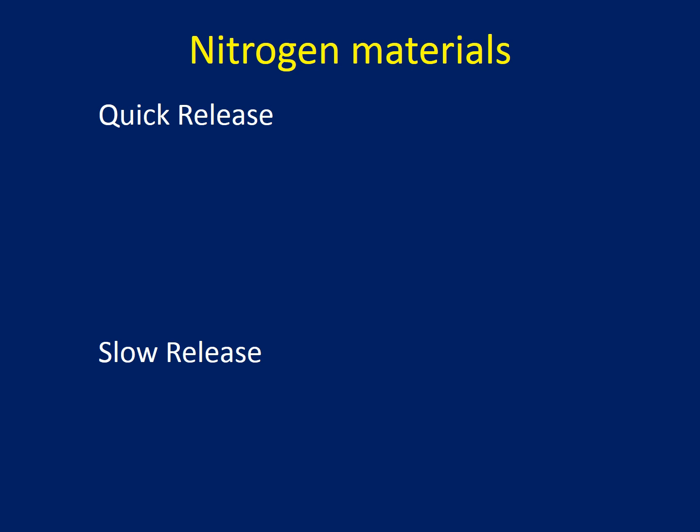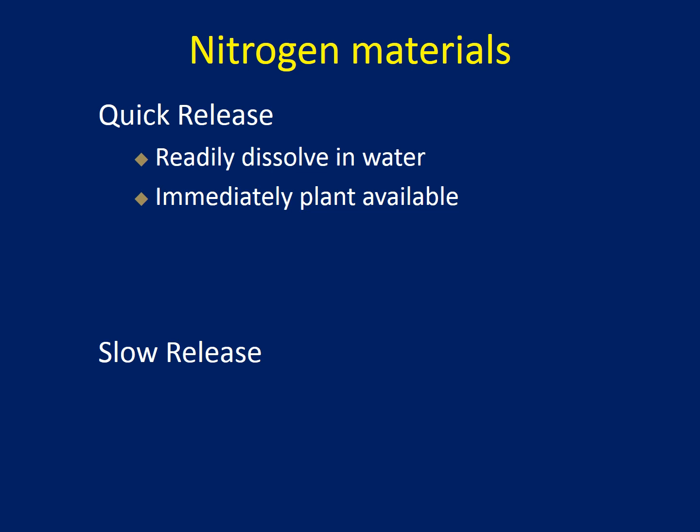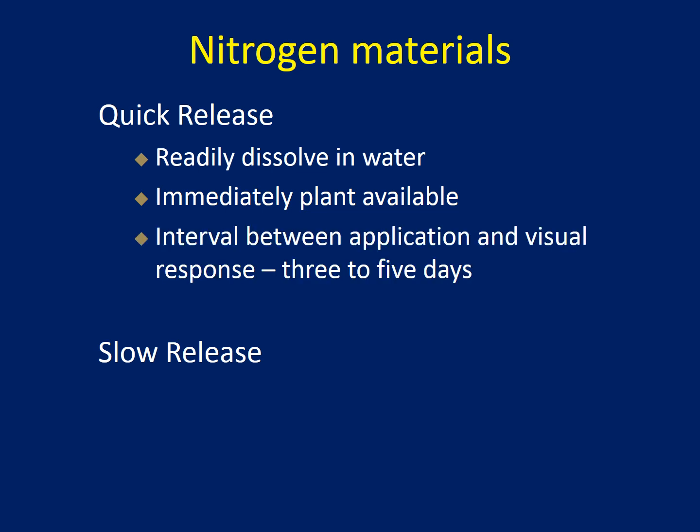So there are some different types of nitrogen materials that can be purchased. In general, you're going to have certain materials that are going to be considered quick release, and by that they're going to be able to dissolve readily in water. They're going to be readily available to the plant, and you're going to see a definite difference in the plant itself, especially if it's undergoing some sort of deficiency symptoms. You'll be able to see a response pretty quickly.